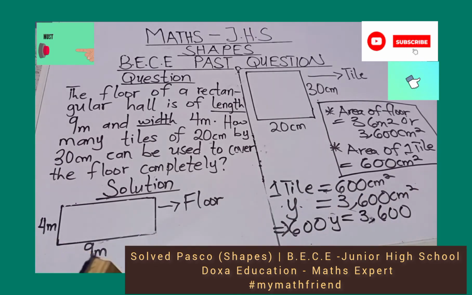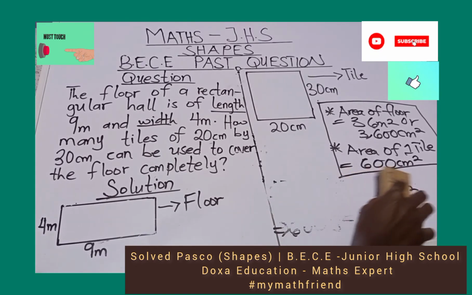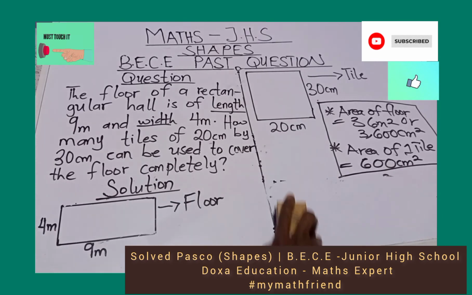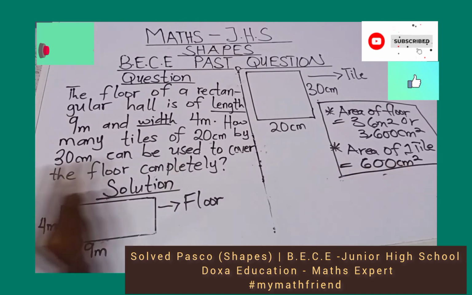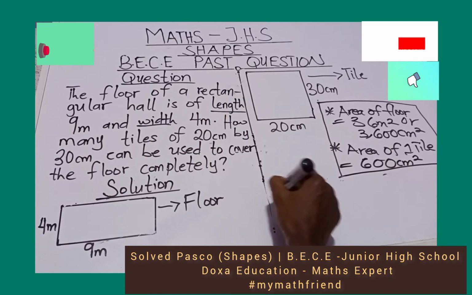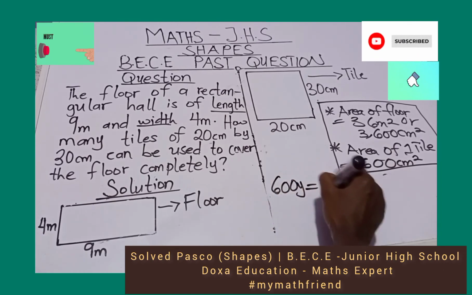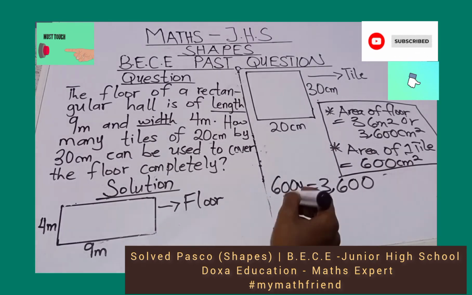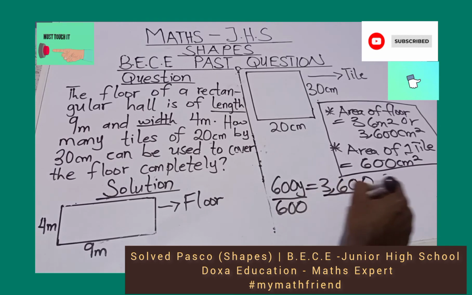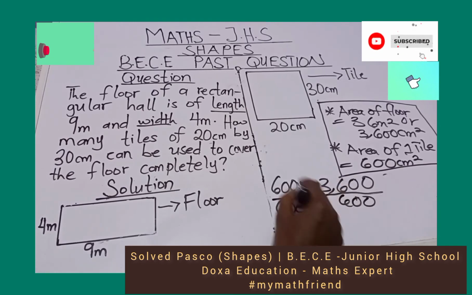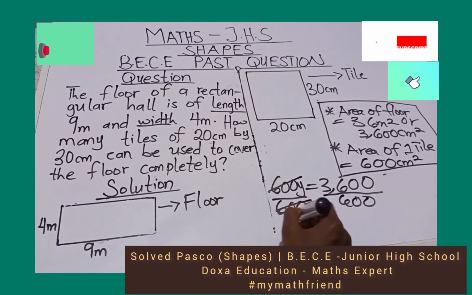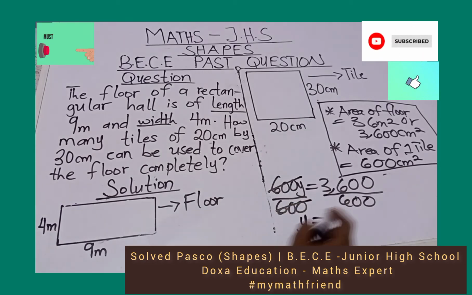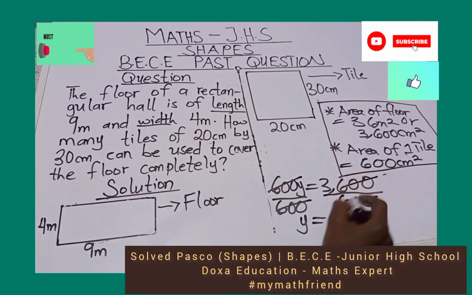You see that? Very good. Now, 600y equals 3,600. You need to let the variable stand alone. We're looking for y. So divide both sides by the number beside y, 600. Same to the right, 600. 600 is common, cancels each other. You're left with y equals, 2 zeros cancel 2 zeros.